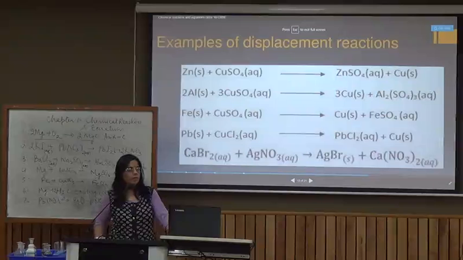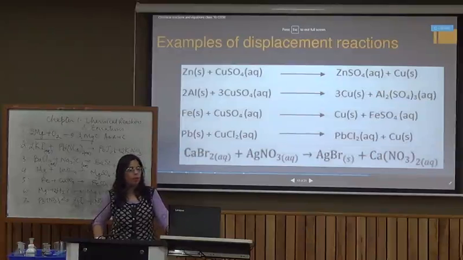Examples of displacement reactions, there are a few more examples given here. Zinc reacting with copper sulfate, producing zinc sulfate and copper. Aluminium reacting with copper sulfate, producing aluminium sulfate and copper. Iron reacting with copper sulfate, producing copper and ferrous sulfate. Lead reacting with cupric chloride produces lead chloride and copper is displaced. So copper is less reactive than most of these metals.